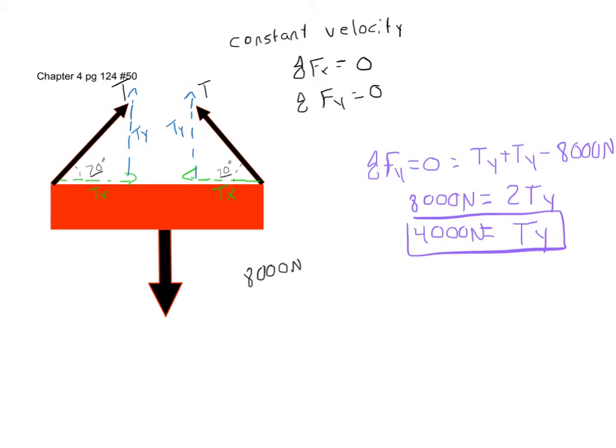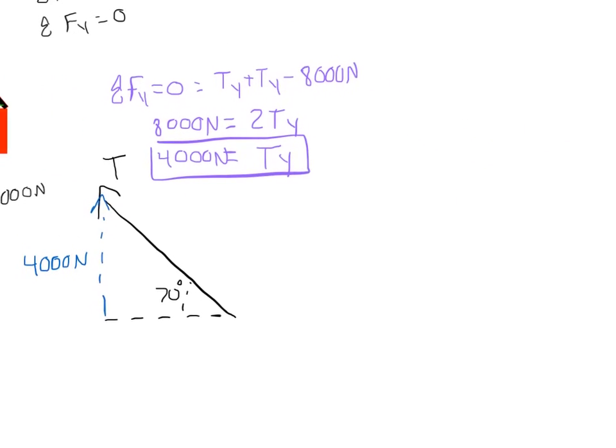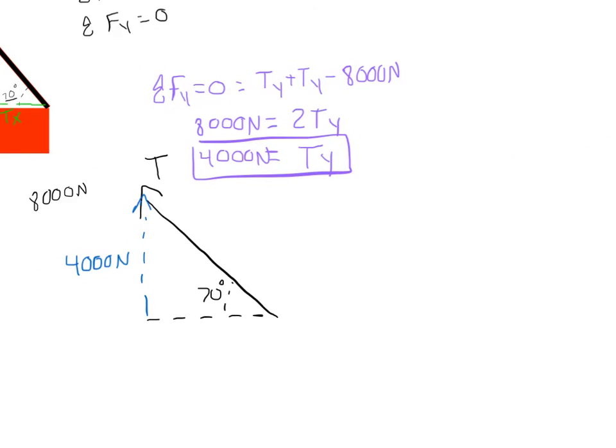Now, we found the y component, but that doesn't help us because we're trying to find the x component. But at the same time, we know that if we have a 70-degree triangle, and we know that the y component of this, or the height of this, is 4,000 newtons, then we should be able to solve for the actual tension using our trig. We know the opposite, we know the angle, and we're trying to find the hypotenuse, so sine makes the best sense.